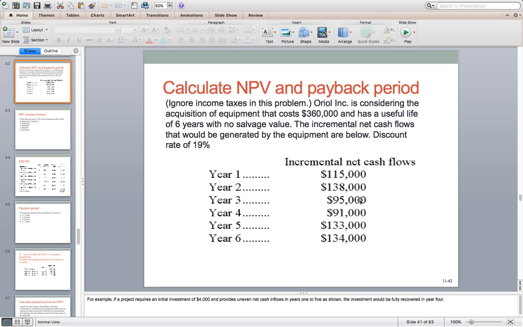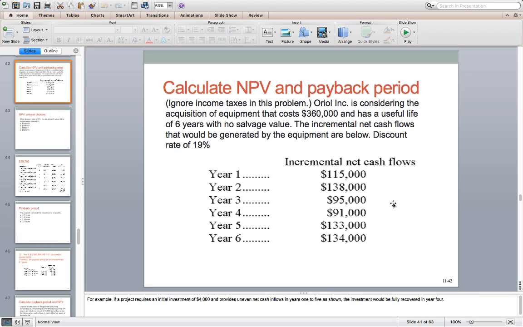Okay, what about in year 3? I have to recover 107,000 and I get 95,000 back. Oh, I'm getting really close, right? So I'll minus that 95,000 back. So I have 12,000 left to recover. So in 3 years, I have not recovered my investment because I still have 12,000 left to recover. But I know sometime during year 4, I'm going to get it. So between year 3 and year 4, I'm going to get back that $12,000.